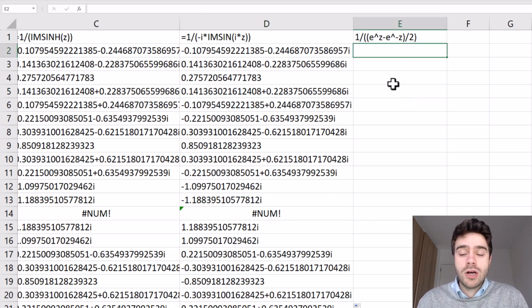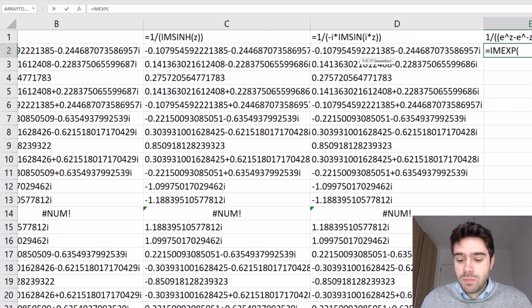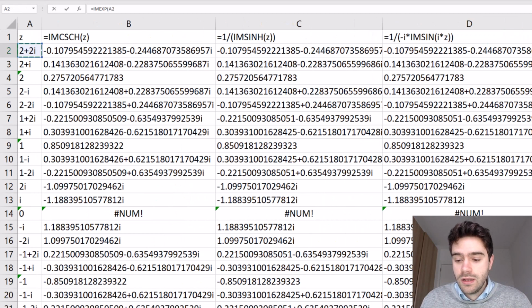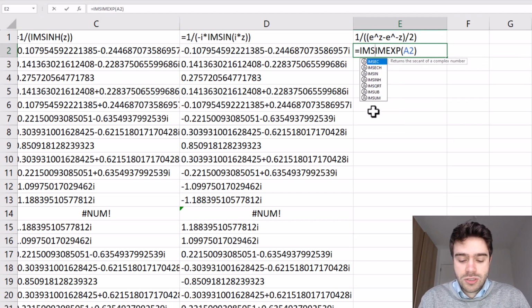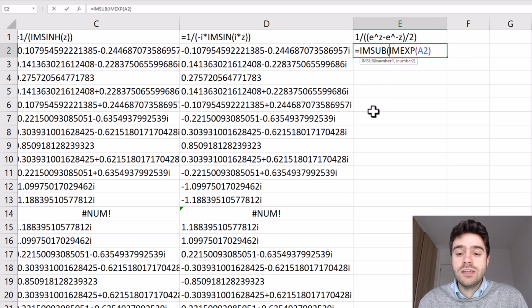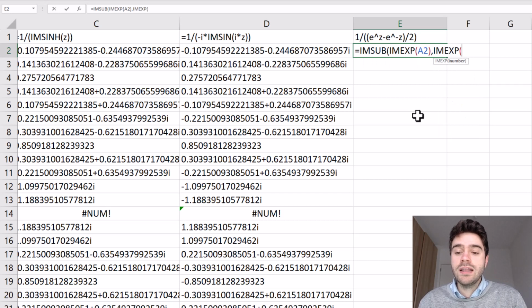So when we're working with complex numbers, we also need to use a special Excel function for this, which is the IMEXP function, which will return the exponential of a complex number. So in this case, we supply as the only argument the complex number and close the parentheses. Now we need to subtract from this, so we are going to use a special function that allows us to subtract complex numbers, which is the IMSUB function. So this will return to us the difference between two numbers, where we subtract the second number from the first number. Now the second number will also be an IMEXP function result, as we will be taking the exponential of minus this complex number.